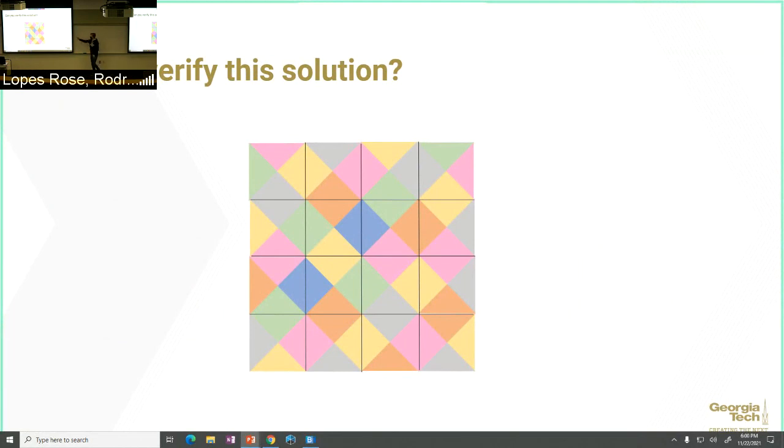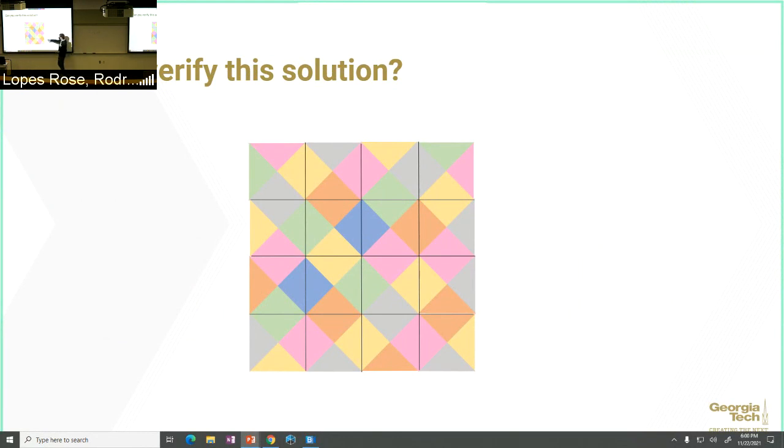Can I check that this is actually a valid solution in polynomial time, right? So I can't find a solution in polynomial time. But once this magical genie has given me a solution, can I check that it's a valid solution just in polynomial time?